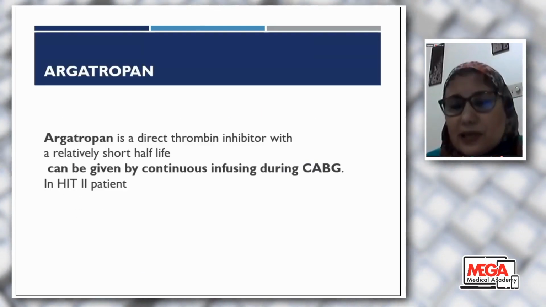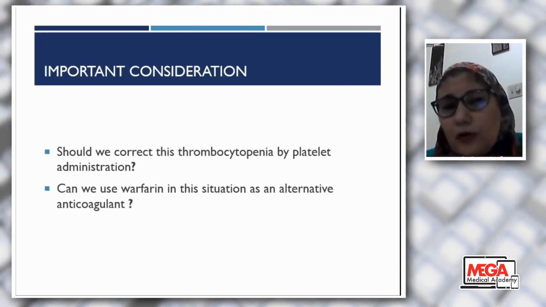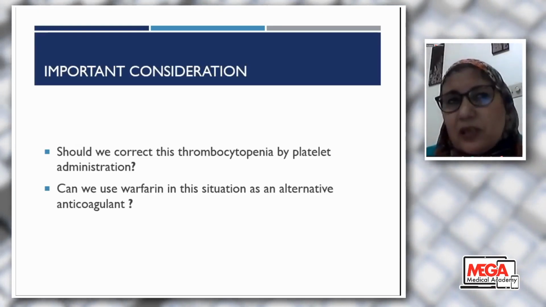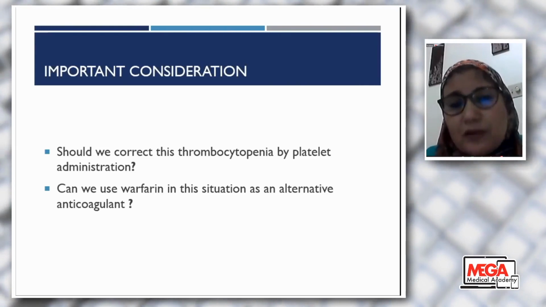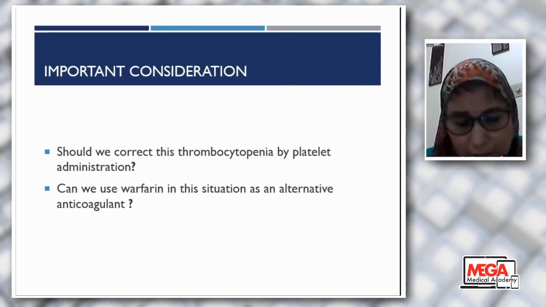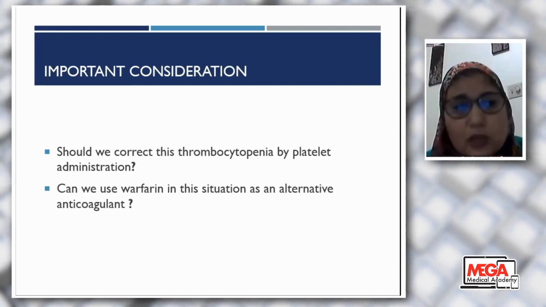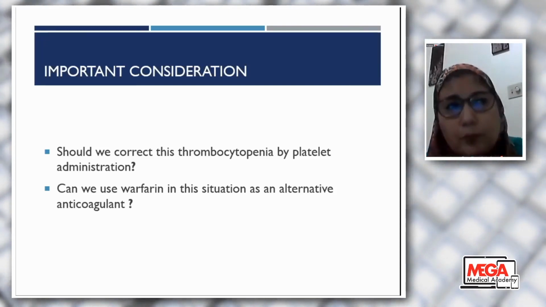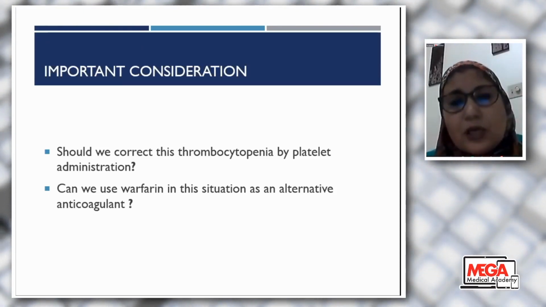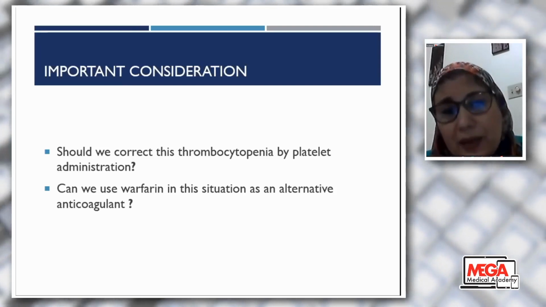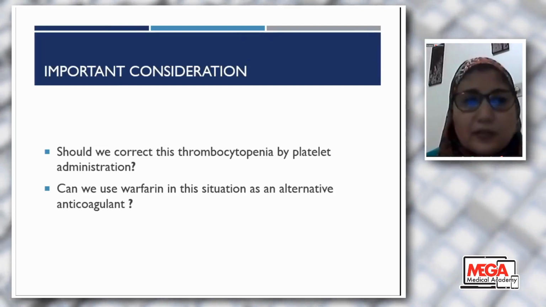I want to stress lastly on two important points. Although the patient may have severe thrombocytopenia, down to 40, it may be contraindicated to give these patients platelet concentrate or blood, as it will exacerbate the situation, as if you are giving fuel. You are supplying platelets, which will be activated by the antibodies already present in the blood.